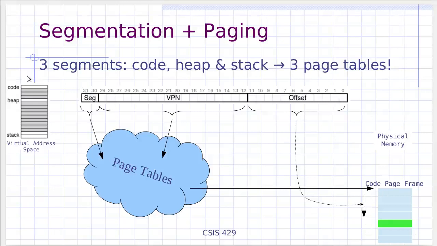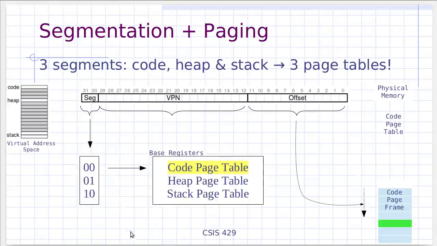Okay, so once again we have just 3 segments: code, heap, and stack. We have to set aside 2 bits for that. And then you have to have virtual page numbers within each one of those page tables to give us the address in physical memory of the frame. You add the offset to find the exact byte within that frame that we need to access.